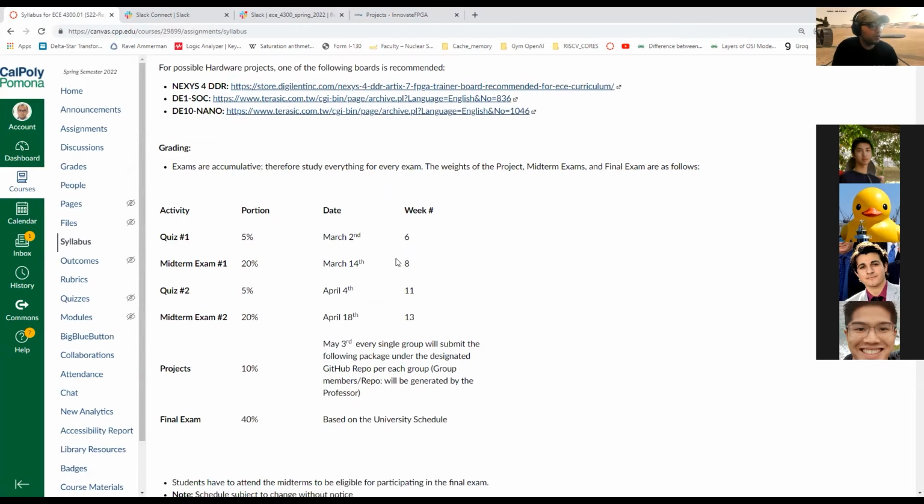Anyway, now we're going to talk about the grading, right? The grading is cumulative. It's based on the activities we are doing during the course workload. So quiz number one takes 5% of the entire course. The quiz will be on March 2nd, which is week number 6. Midterm number one takes 20% of the total course grade, and that will be on March 14th, week 8.